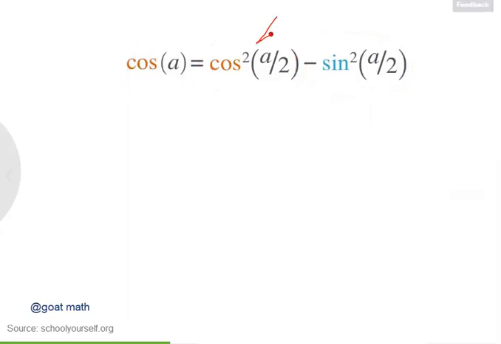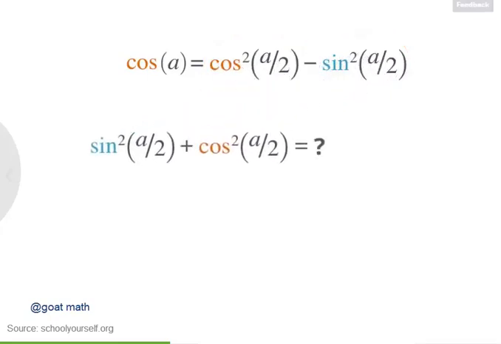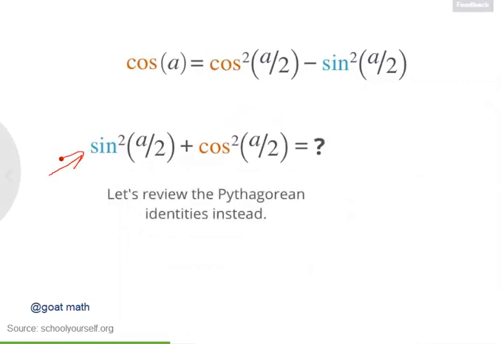Next, let's try to solve for these trig functions of half angles. To do that, we can use a relation between these 2 terms. What is sine squared of a over 2 plus cosine squared a over 2? If you're not sure and you'd like to review how to evaluate expressions like this, then click here to learn more about Pythagorean trig identities.